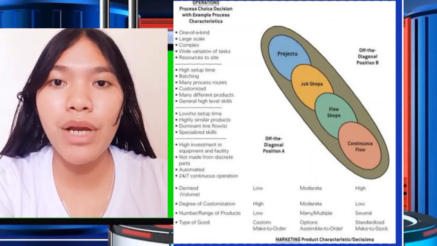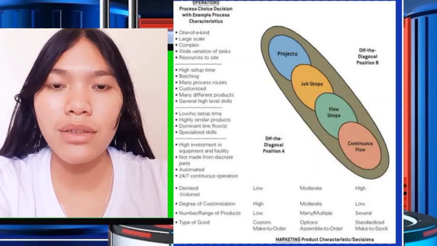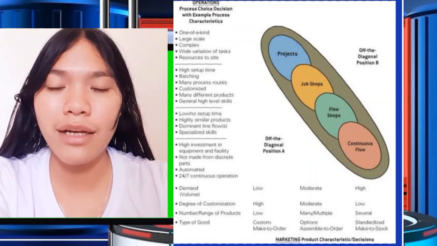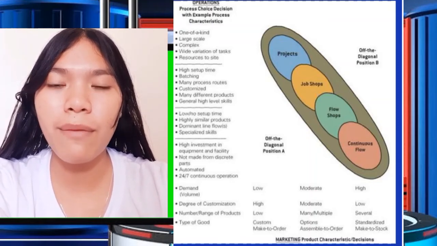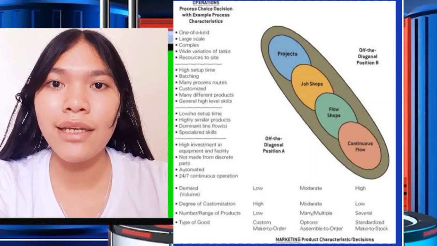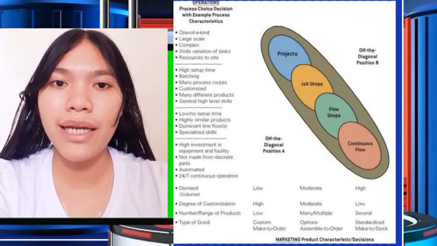That is why ang product process matrix is really helpful for us to better understand or identify what are the processes that we have to take for our business to be successful. Or better understand the characteristics that we are going to use in manufacturing our products and services. So, that's all for my discussion.